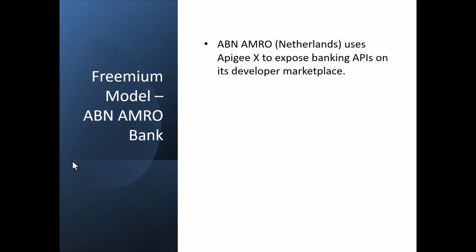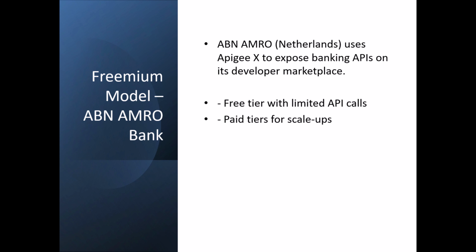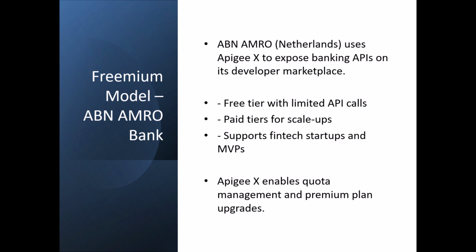Now moving on to the freemium model, one great example is ABN AMRO Bank in the Netherlands. Using Apigee X, ABN AMRO offers a public API marketplace where fintechs can access banking APIs. They provide a free tier with limited API calls per month, which is perfect for startups or small developers wanting to test or build MVPs, minimum viable products. And once usage grows, developers can upgrade to paid tiers, offering higher limits and premium support. And here, Apigee X enables quota management and premium plan upgrades. Let's see another clip.